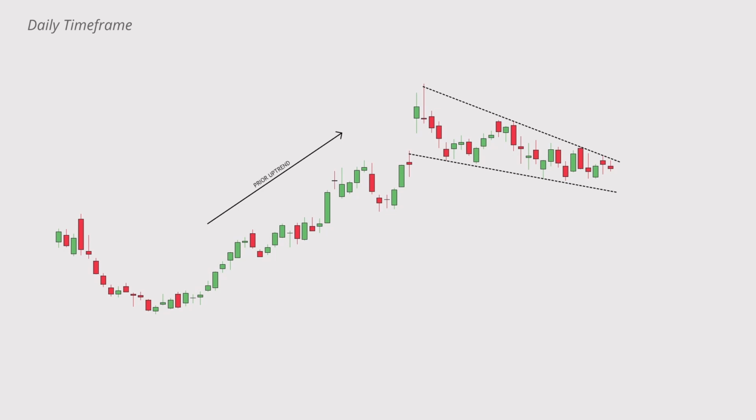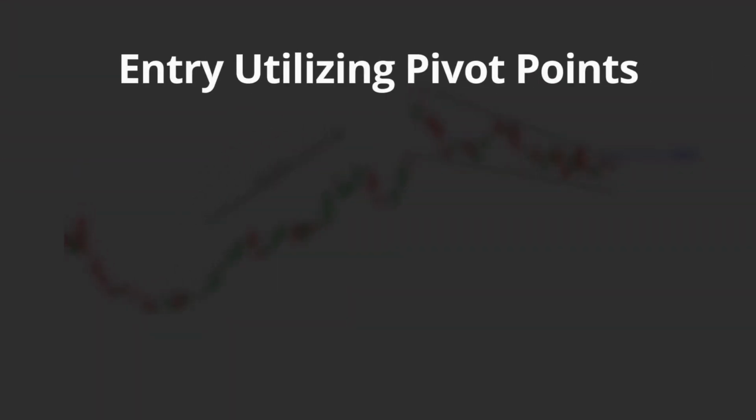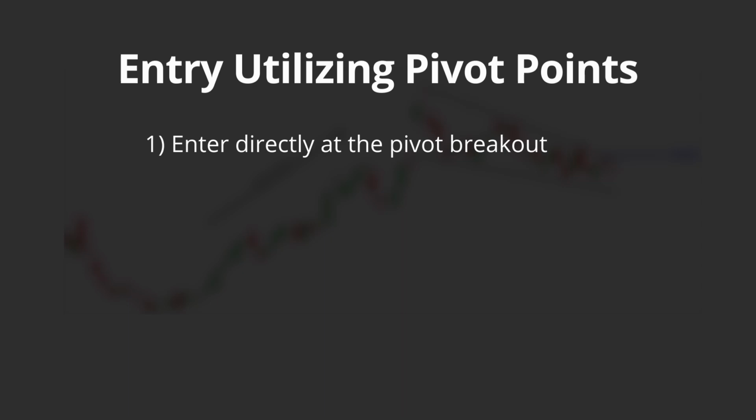So the question is, how do we use pivots to enter a trade? Once you find a good setup, you want to mark your pivot with a line and then place an alert just below it. Now, when the market opens and all these different alerts are going off, what should you do? There are a few different tactics that you could use when looking to enter a trade. The first is you enter directly on the pivot breakout, which is going to give you a better entry price. However, the chances of getting caught in a failed breakout increase because of that.